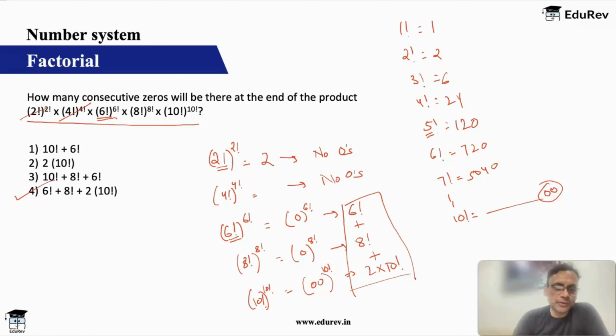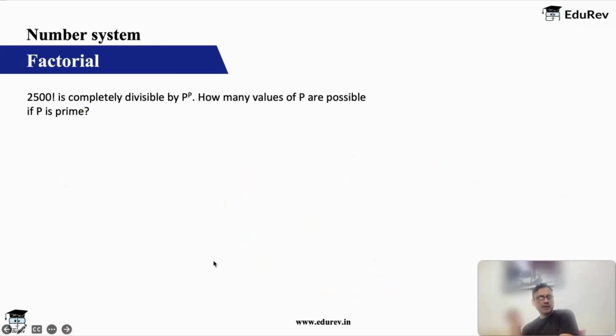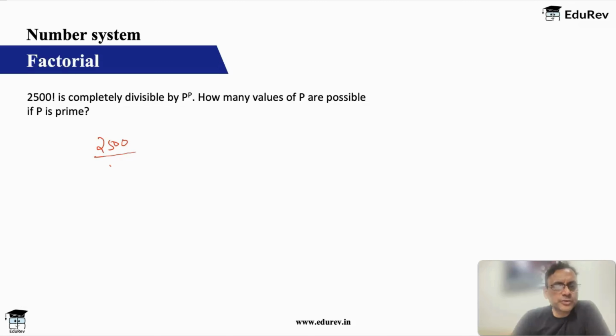Okay, let's move on. So the next question is 2500 factorial is completely divisible by p to the power p. How many values of p are possible if p is prime? Okay, so 2500 factorial will be divisible by 2 to the power 2. P is prime, remember, so 2 to the power 2. It will be divisible by 3 to the power 3. It will be divisible by 5 to the power 5. It will be divisible by 7 to the power 7. The only question is, where do we stop?